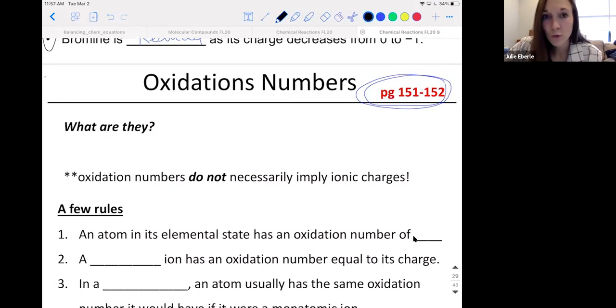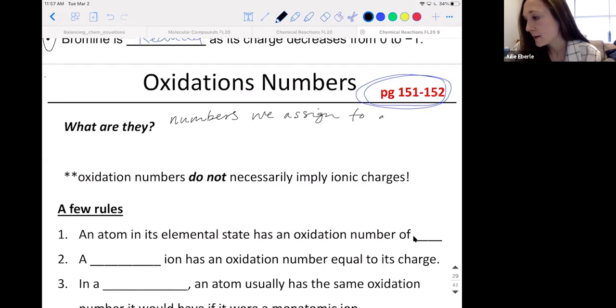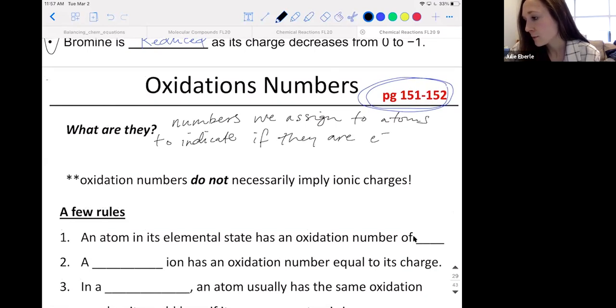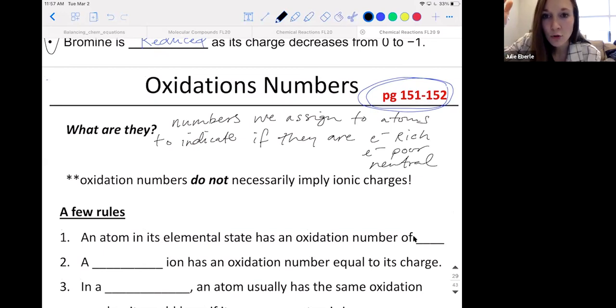So what are oxidation numbers? We've been assigning them. Those are the numbers, the charges we've been writing on things. They are numbers we assign to atoms to indicate if they are electron rich, electron poor, or neutral. So obviously, if it's a 0, it's neutral. If it's gaining electrons, it's becoming electron rich. If it's increasing in its charge, it's becoming electron poor.